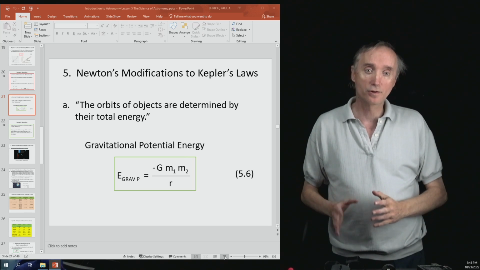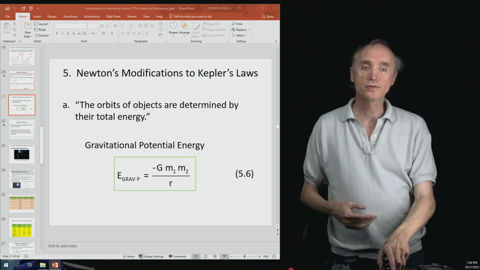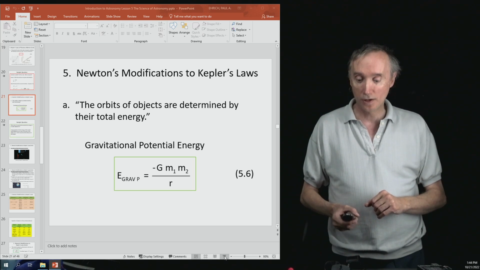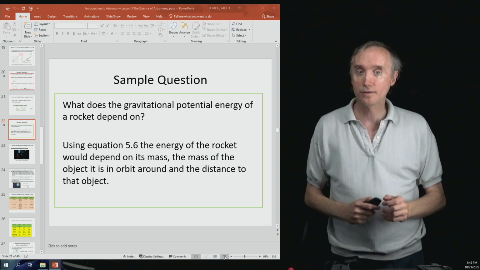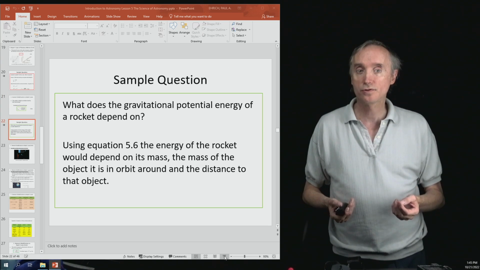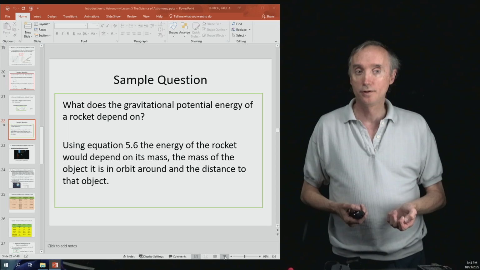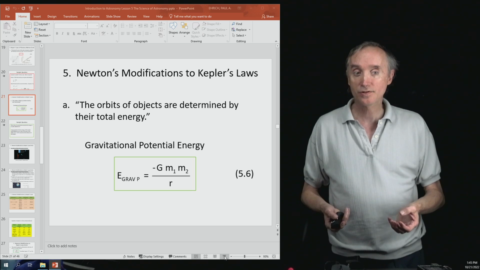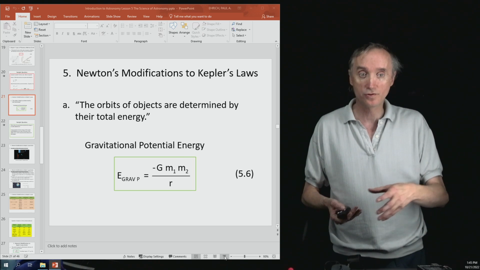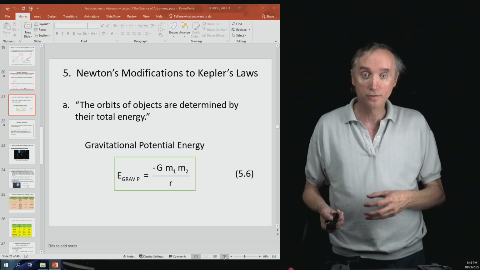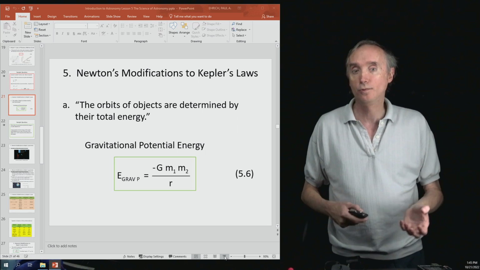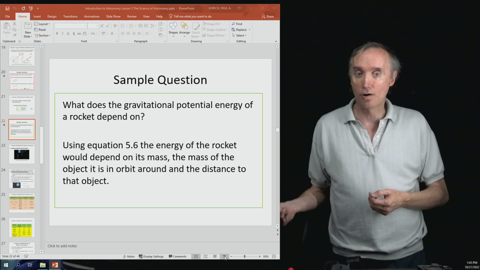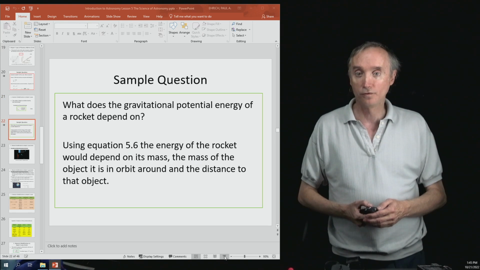So you'll notice that this one has a green box around it. I'm not so concerned that you'd be able to put actual numbers into that formula, but could you do something like this? What does the gravitational potential energy of a rocket depend on? So going back to this formula, it would depend on the mass of the object that it's trying to escape from or go around. It would depend on the mass of the rocket, and it would depend on the distance that the rocket is from the planet. So that's basically all that I would want you to know about that particular formula.